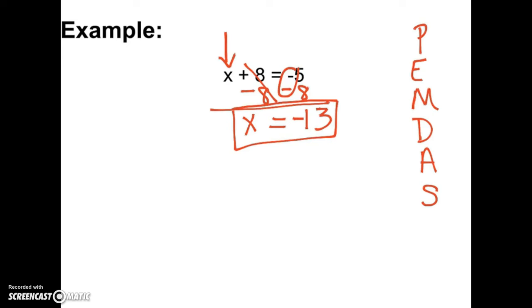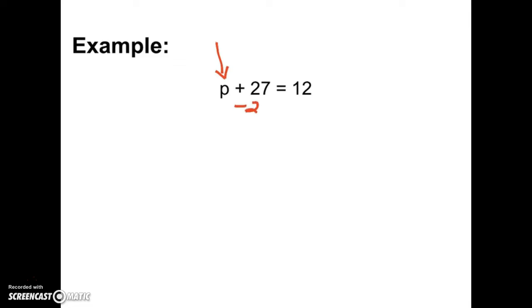Okay, let's try another one. On here, my variable is p, so I'm trying to get p by itself. And again, I have a plus 27, so I'm doing the opposite. I'm subtracting 27 from both sides. Okay? So the plus 27 and minus 27, those cancel. So I just have p over here.